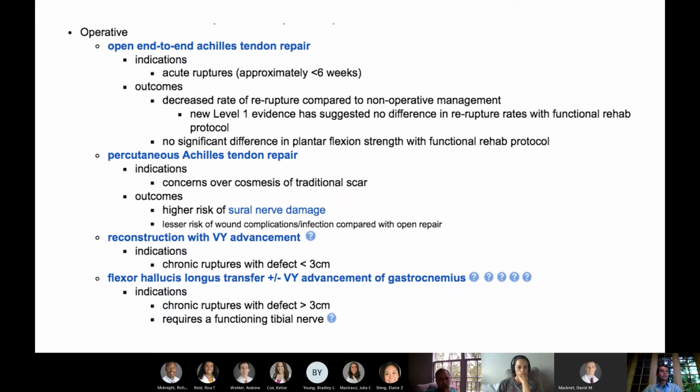But still, there's level 1 evidence that suggests there's no difference in re-rupture rates with a functional rehab protocol. But there's other level 1 evidence that plantar flexion strength is actually better with doing a reconstruction. So there's new literature coming out on both sides of it. I think if somebody's in their 30s and is active, the answer is going to be fix it. If it's somebody who's older and not active, the answer is going to be functional rehab. It's really a shared decision-making discussion. I don't think they're going to say 30-year-old active, oh, the decision's non-op. Don't you think that's fair, Sean?